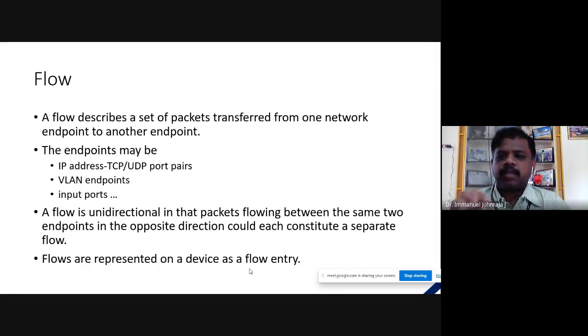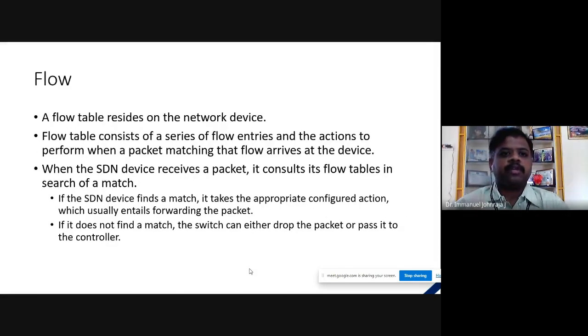So far we have spoken about the MAC table, the routing table, and the label table in MPLS. But here we have the flow entry. That's the biggest advantage of your software defined network. What is a flow table? The flow table resides on the network device. It consists of a series of flow entries, and the actions to perform when a packet matching the flow arrives at the device. Simple theory which is available in the software of the SDN devices.